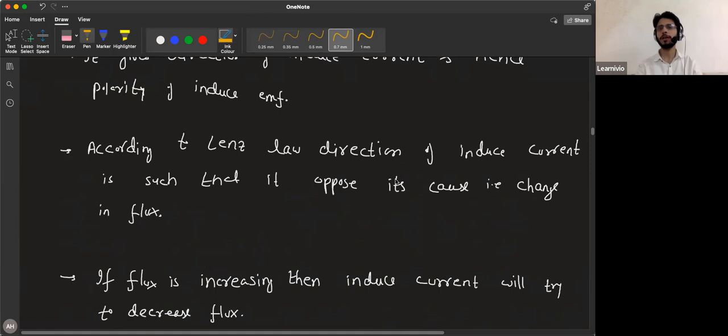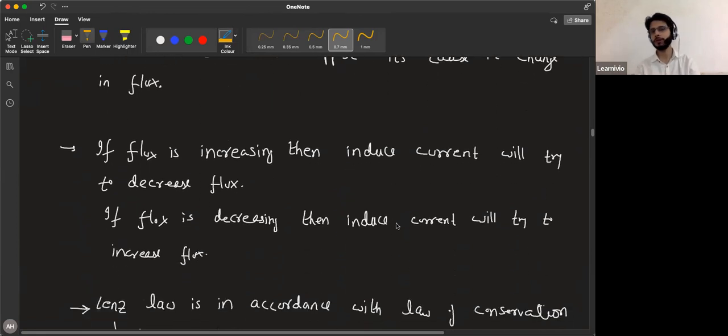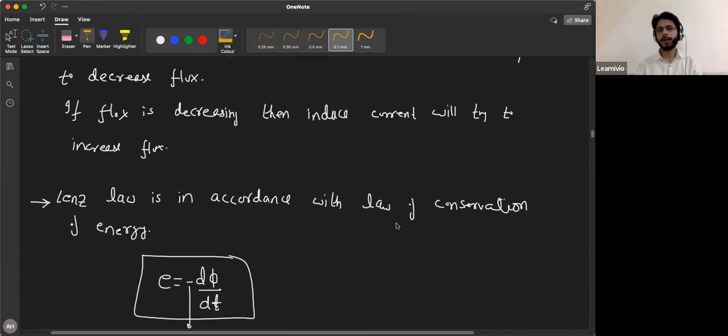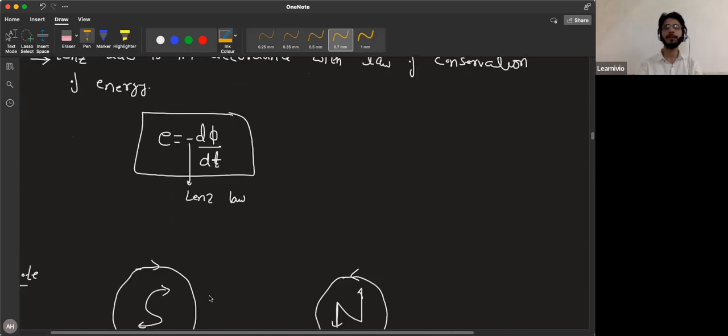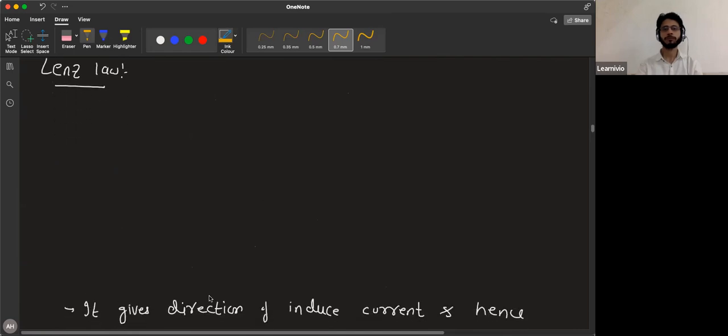So according to Lenz's law, the direction of induced current is such that it opposes its cause, that is, it opposes the change in flux. If flux is increasing, then induced current will try to decrease it. If flux is decreasing, then induced current will try to increase it. Also, Lenz's law is in accordance with the law of conservation of energy. If your system obeys Lenz's law, it obeys conservation of energy also. If your system violates Lenz's law, it violates the law of conservation of energy also. Here, this negative sign represents Lenz's law. Note it down. Lenz's law.